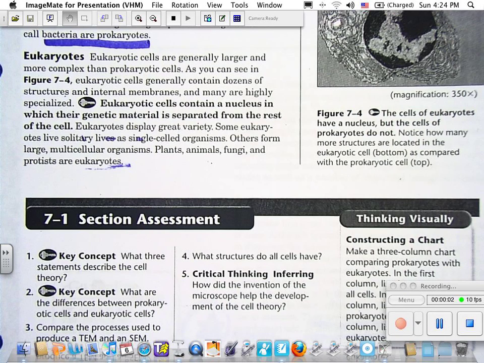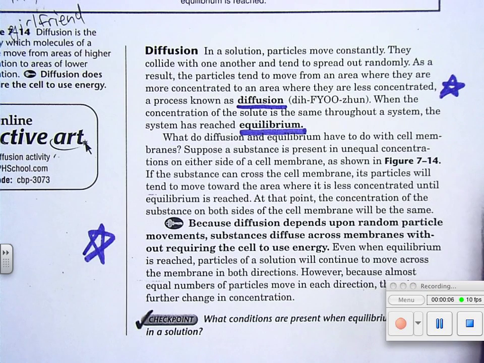Welcome to part 2. Let's keep on trucking. All right. Because diffusion depends on random particle motion.